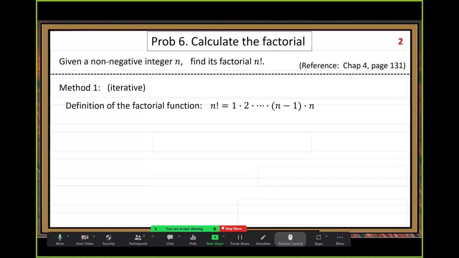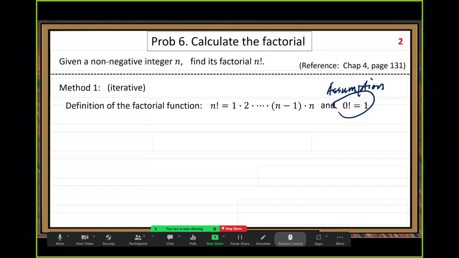So we just apply the definition of n factorial: the product of these n consecutive integers. But here we need to make this assumption: 0 factorial equals 1. This is our assumption.